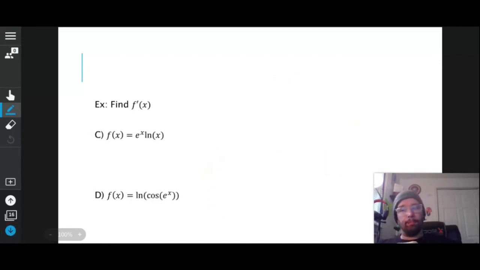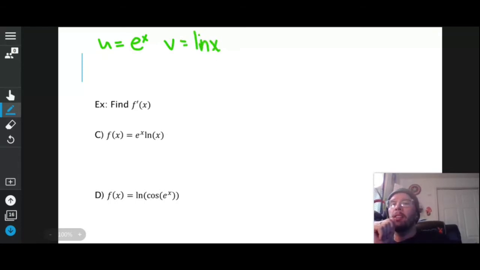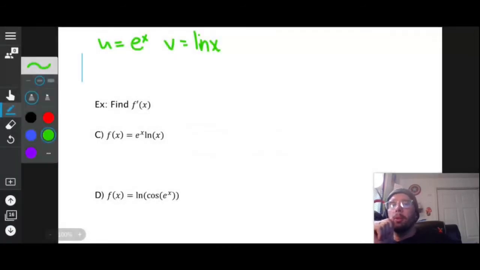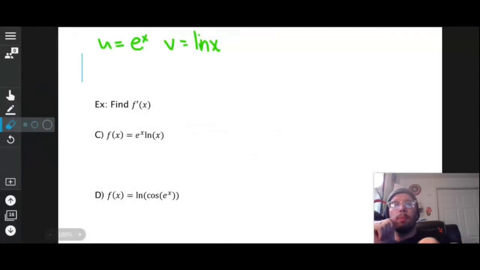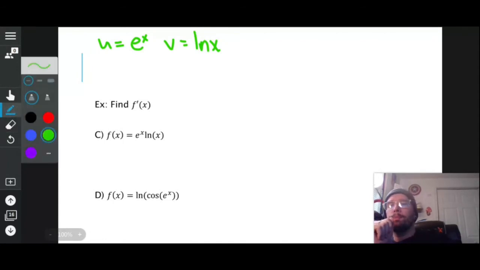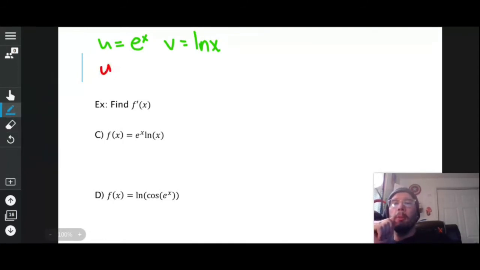Two more. It appears to me, and I'm no scholar, that I have e to the x times ln of x. It looks like that's a product rule, so I'm going to do that up here just to make sure I have time or space. My u is going to be e to the x. My v is going to be ln of x. I keep getting my limits and my lns mixed up. Silly me. My u prime is still going to be e to the x. My v prime is going to be 1 over x.